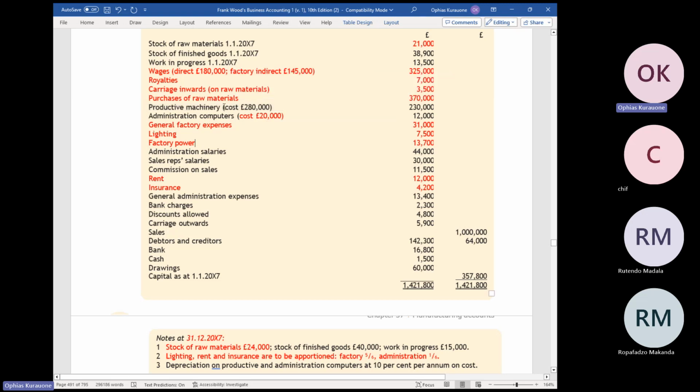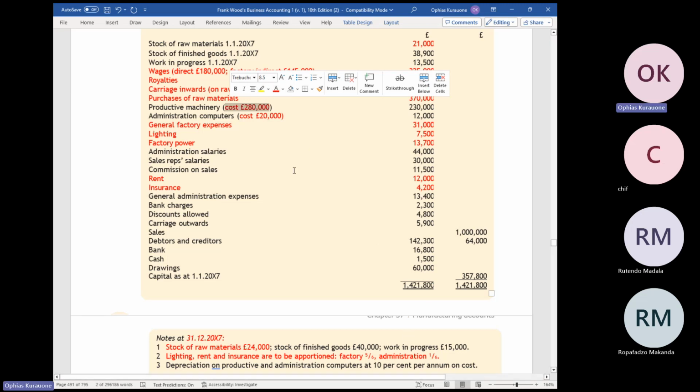They are not the same because the cost is the cost of buying. But now in our statement of financial position, we want the actual financial position, what is presented by the asset at that particular time, the current amount. So the current amount is 12,000. Here the current amount is 230,000. But the cost, it was purchased for 280,000. That is very critical here.